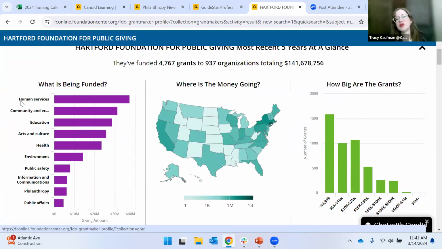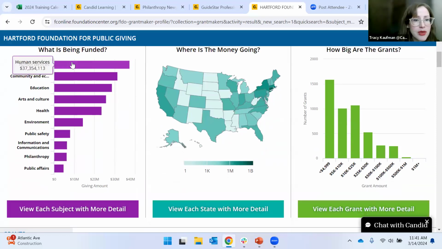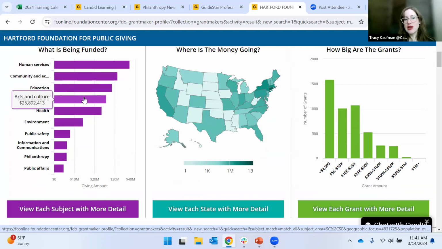And then we get these really handy charts that give us the lay of the land. What is the breakdown of what they fund the most versus what they fund a little bit less? And where do you factor in the middle? I love this chart here on the left because it can really, immediately at a glance, give you an idea of where you are in their world of priorities.